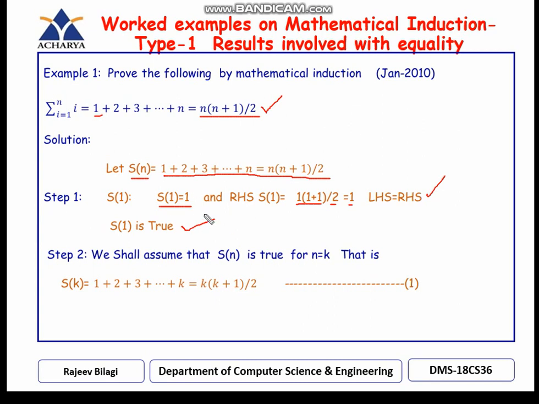Okay, so now the basic step is proved. Now the second step is what? We will assume that S of n is true for n equal to k. That is S of k equals 1 plus 2 plus 3 up to k, which is equal to k into bracket k plus 1 by 2. So this is the second step.